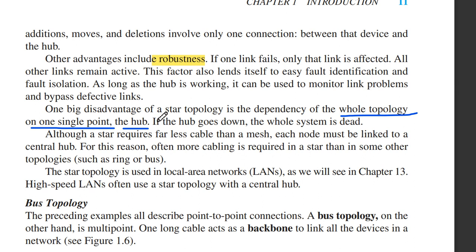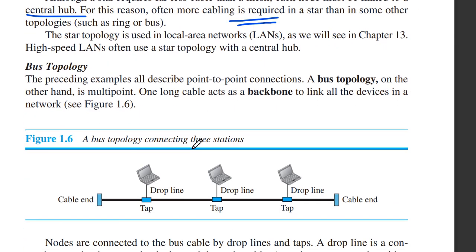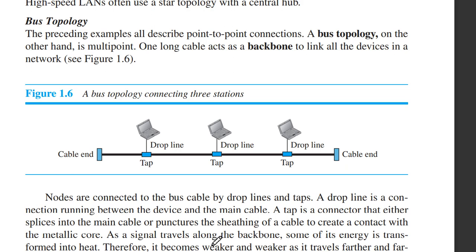Although a star requires less cable than a mesh, each node must be linked to the central hub. For this reason, often more cabling is required, a little more compared to other topologies. As compared to mesh, less cabling is required. This is all about the hub, or star, topology.